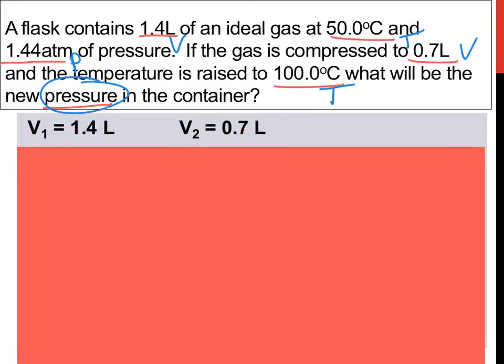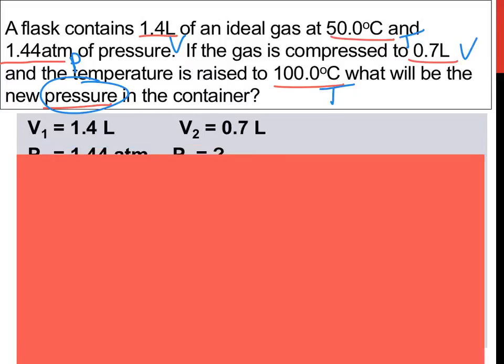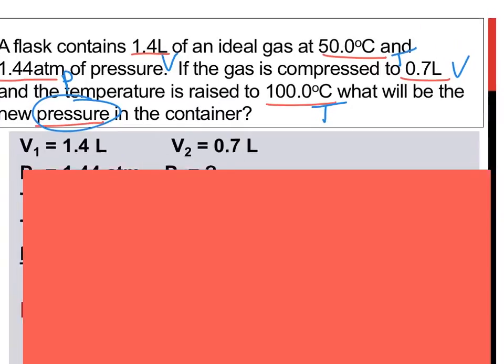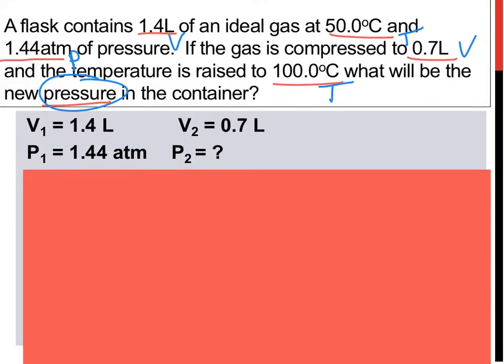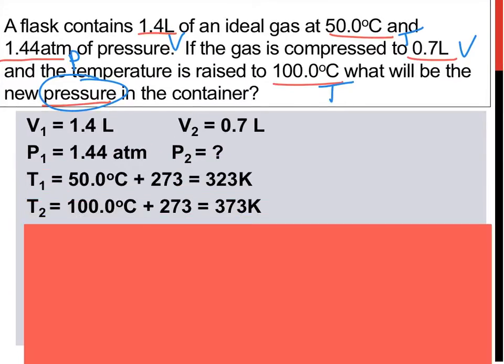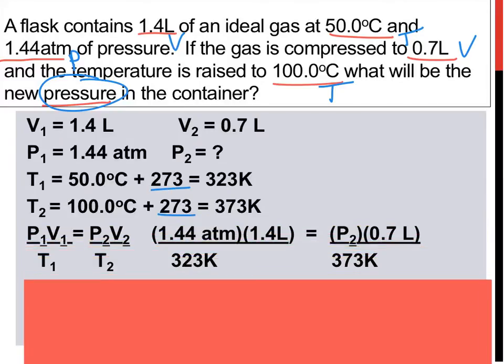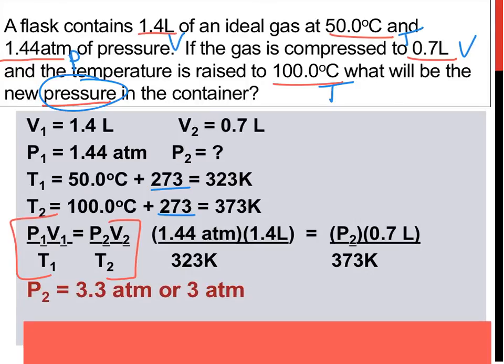So let's go through it. Here's our volume. We start with 1.4 liters, we halve it to 0.7 liters. The pressure, 1.44 atm, and we are going to be looking for a new pressure. And then our temperatures, we double it from 50 to 100 degrees Celsius, but make sure that you add 273 to get into Kelvin. Here's the combined gas law. All you have to do is plug in the numbers from the problem, and after you solve, you get 3 atm.